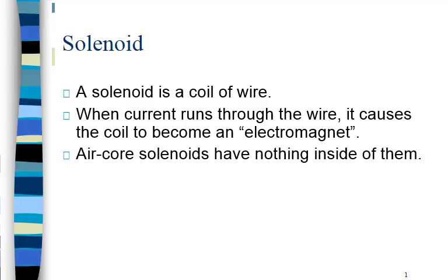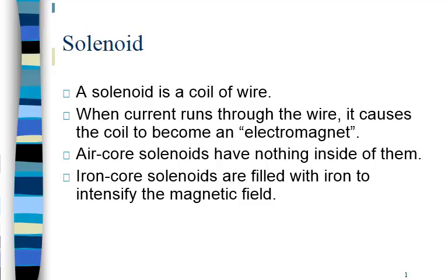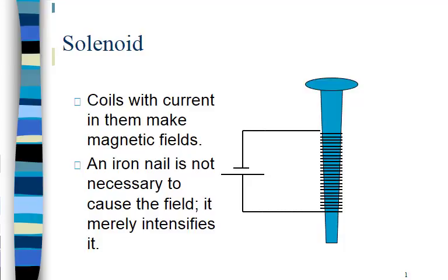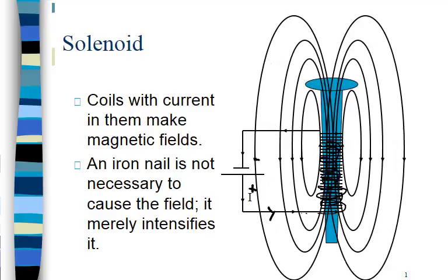Air core solenoids have nothing inside of them. Iron core solenoids are filled with iron, so you have a wire that's wrapped around. If you have, let's say, an iron nail like this, and you wrap it with wire and put some current through it, with this the positive side and this the negative side, current's going like this, and as it goes it wraps around and you're going to create a magnetic field. This will create a magnetic field going north like this, and it will look just like a bar magnet, and it can act just like a bar magnet.